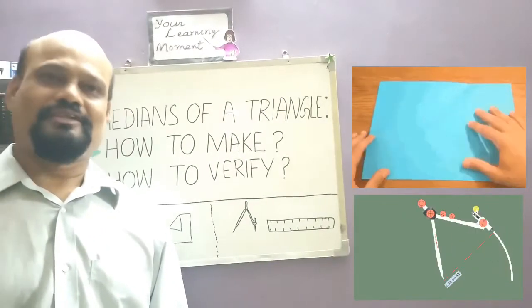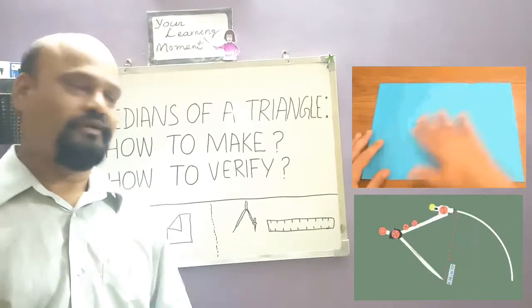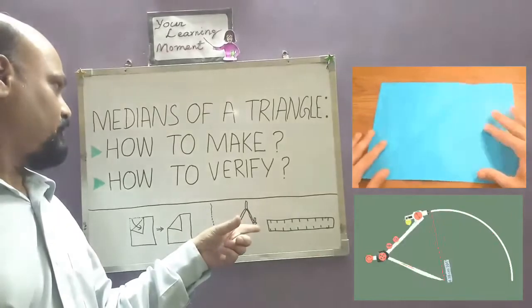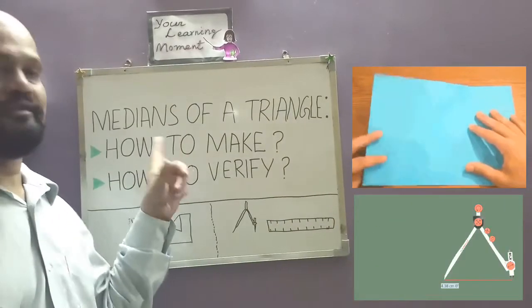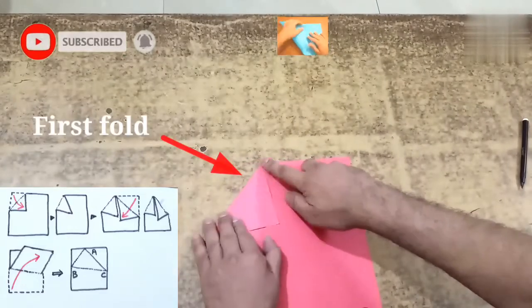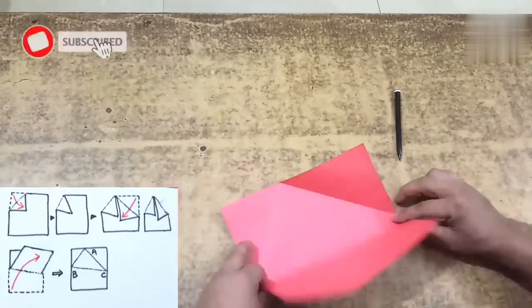Hello viewers, let us first learn how to make a triangle and its medians by paper folding method and then verify using the compass and straightedge or ruler whether these medians are made correctly. Take a sheet of paper, fold it thrice in different ways to form a triangle, say triangle ABC.